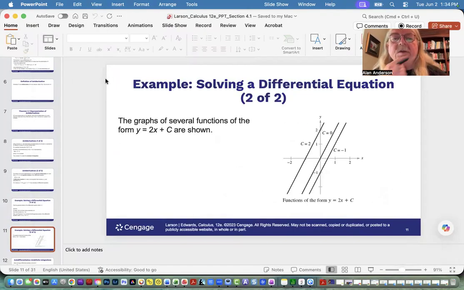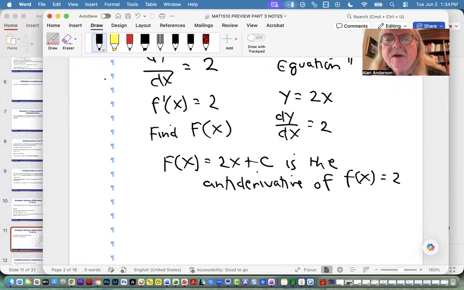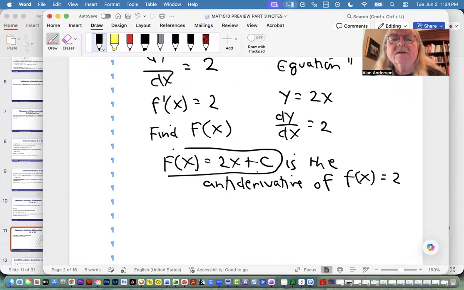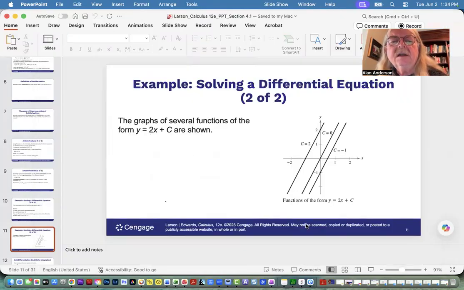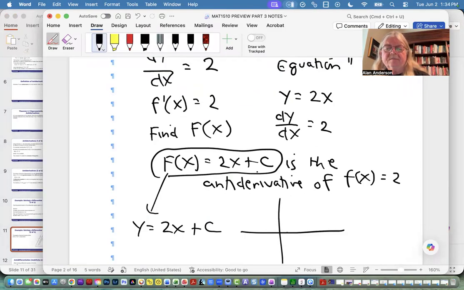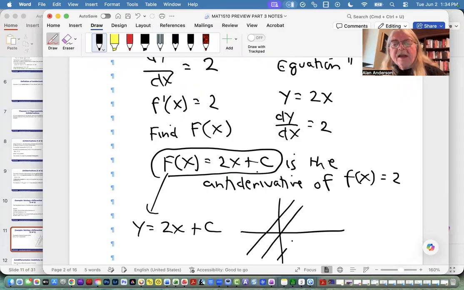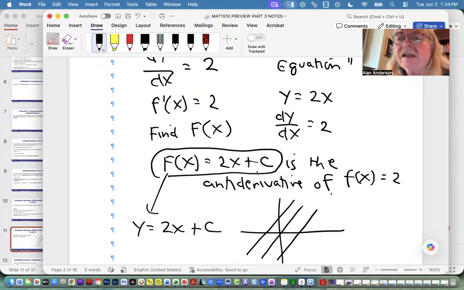Now here they're just showing us that by writing it in this form, and they're writing it as y, we can just as easily write this as y equals 2x plus c. They want you to see that all the potential antiderivatives differ only by a constant, which means they're parallel to each other. Now, if we had more information, we could identify which one is the correct antiderivative, but without that information, we'll just leave it as 2x plus c.